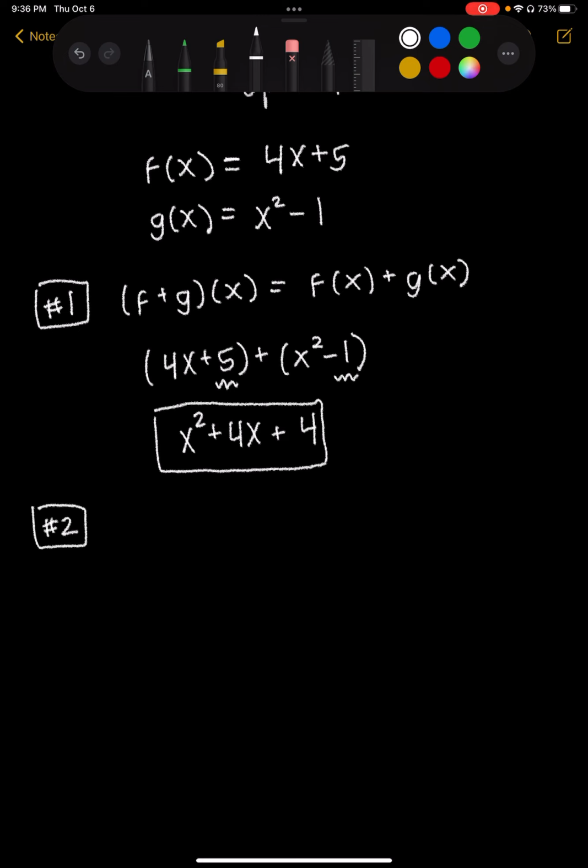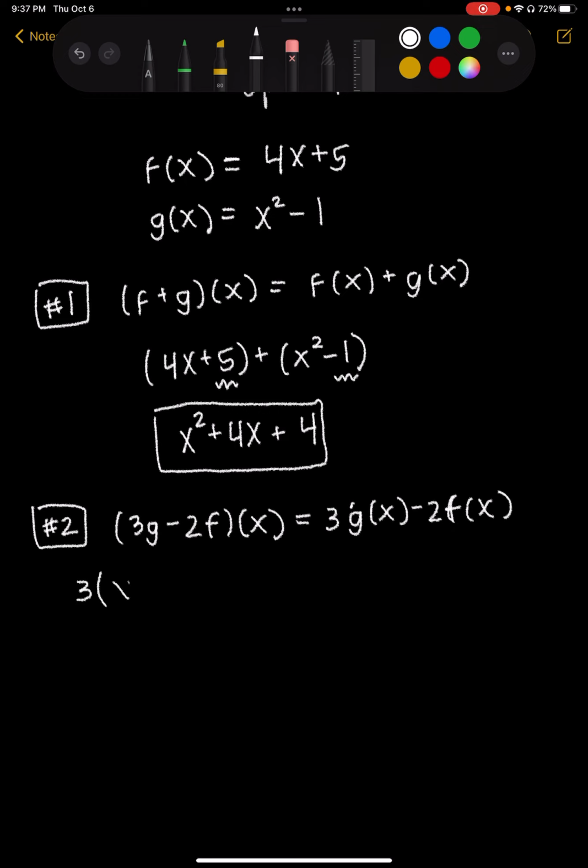So this next example is 3g minus 2f of x. Once again, we're going to rewrite that so you can see it a little bit better. It'll be 3 times g of x minus 2 times f of x. The first way is just a fancy way of writing it, but notice that you just attach an x to the end of each one, and it's fine. So we're going to do 3 times g of x, which is x squared minus 1, minus 2 times your f of x, which is 4x plus 5.